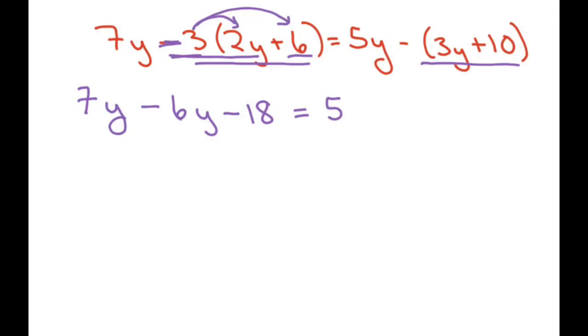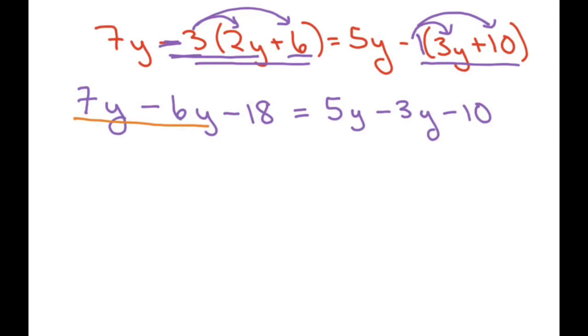Okay, then copy down your 5y and do the same thing. This is like multiplying by negative 1. So we're just basically negating that quantity there. So we get negative 3y, or minus 3y. They both mean take away. And then minus 10. Now I want to clean up both sides.